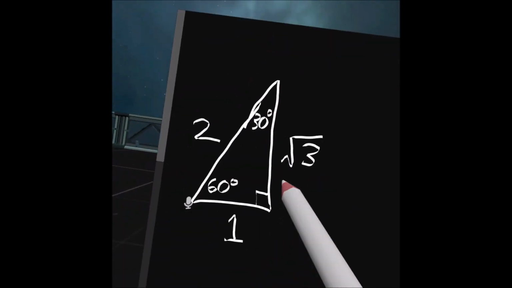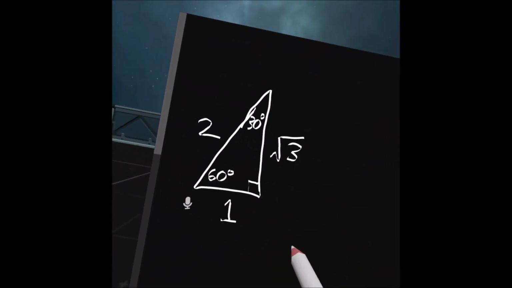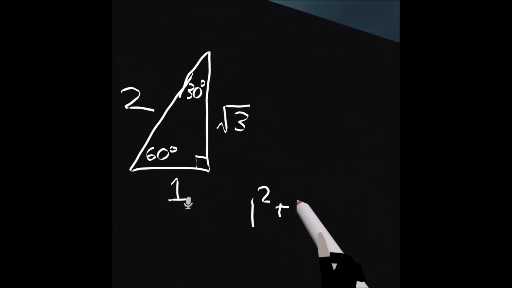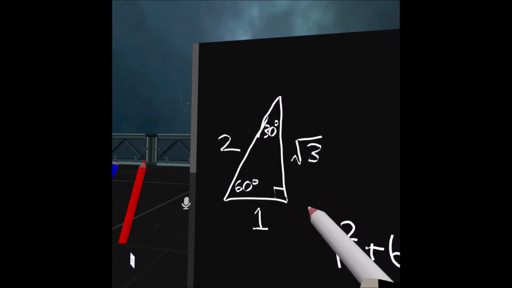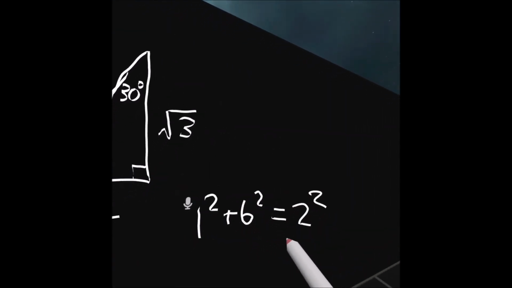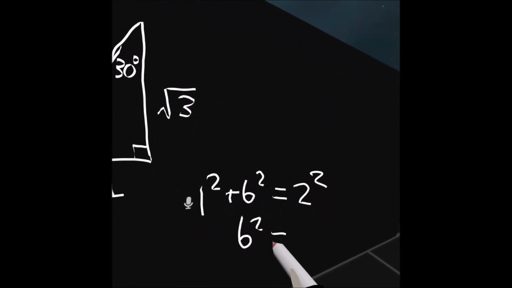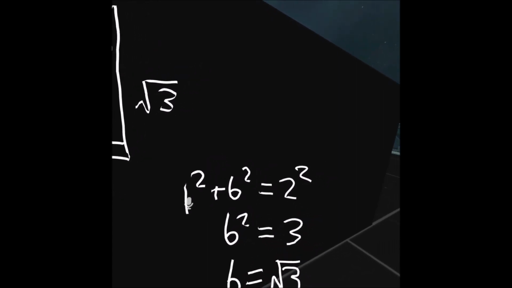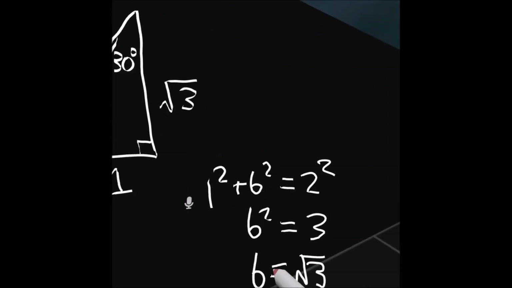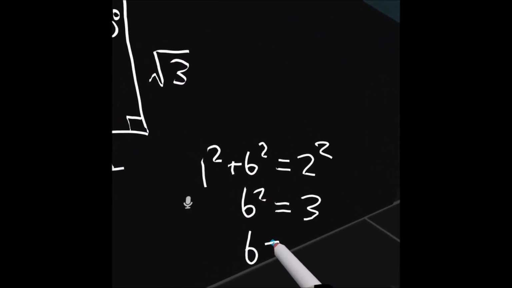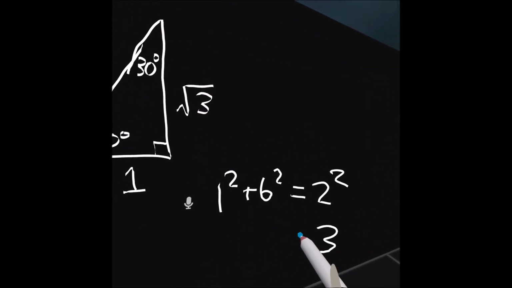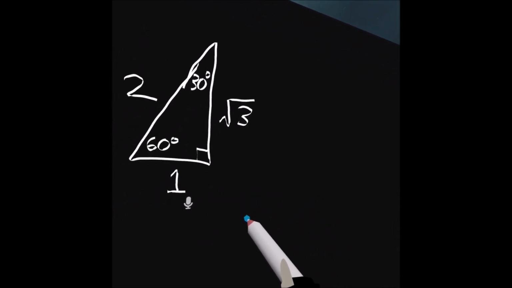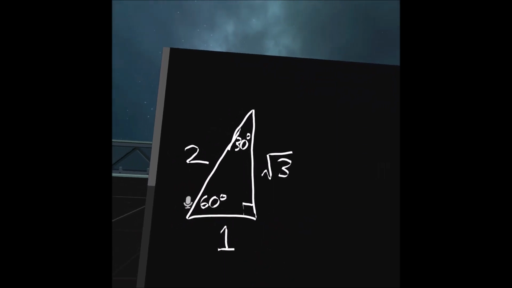If you don't remember, again, you could just use the Pythagorean theorem, right? 1 squared plus whatever b squared is equal to 2 squared. You're going to essentially get 3, so b is equal to the square root of 3. So this is the square root of 3. In case you can't remember that, you can always just do the Pythagorean theorem. Same goes for the 45 triangle.